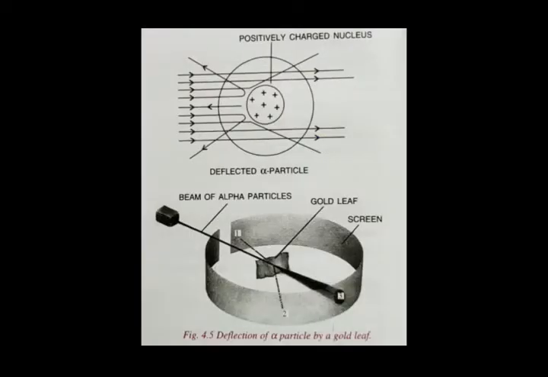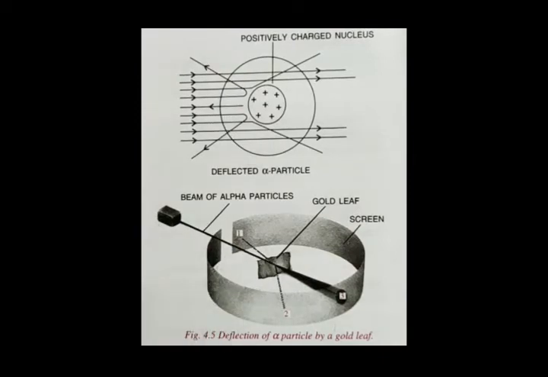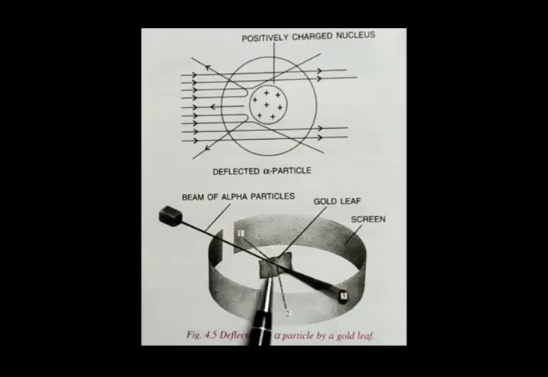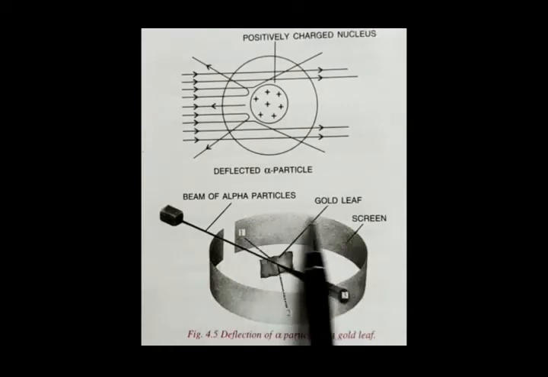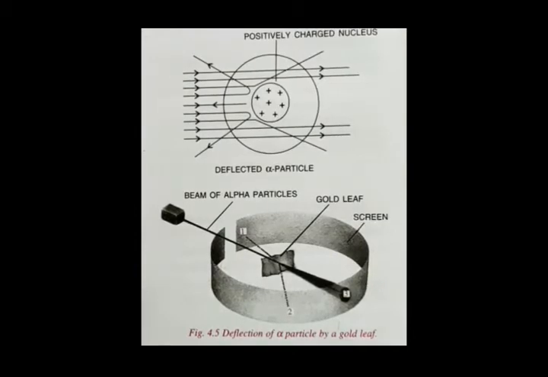Look at these pictures. This was the original setup used by Rutherford in his gold foil experiment. In this experiment, Rutherford bombarded a beam of alpha particles. You can see here, this was the source of alpha particles. So he projected the alpha particles on an ultra thin gold foil. Clear? This was the gold leaf or gold foil. Then he detected the scattered alpha particles on the zinc sulfide screen. Whatever the scattering of the alpha particles was, he detected those.